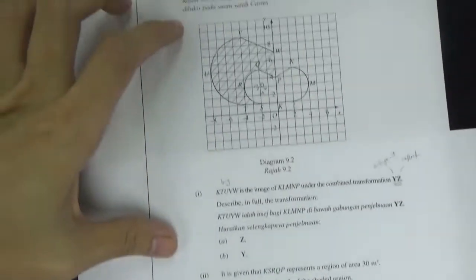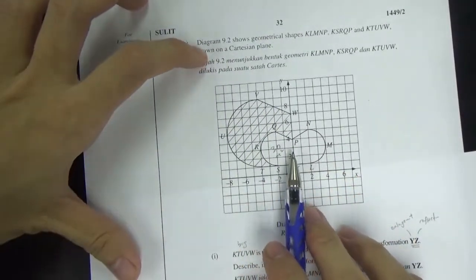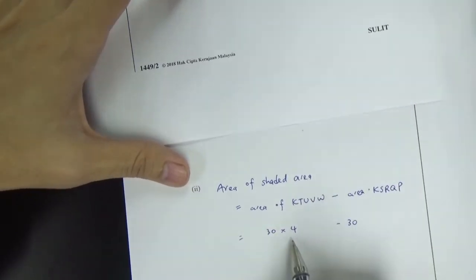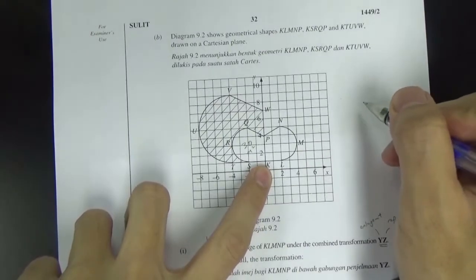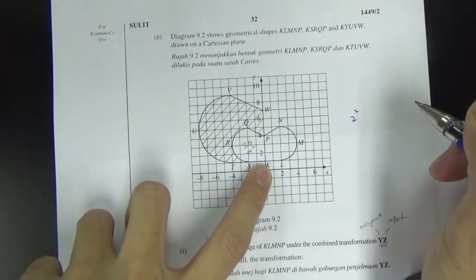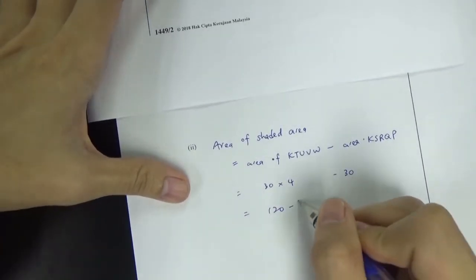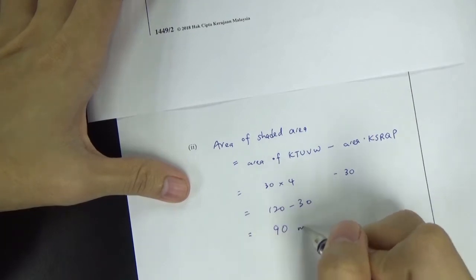Now what about this one? We know the scale factor is 2, so we have to multiply 30 times 4, because we have to take the scale factor. The enlargement factor is 2 to the power of 2, so it's 4. Then we have 120 minus 30, and in the end we get the answer of 90 meters squared.